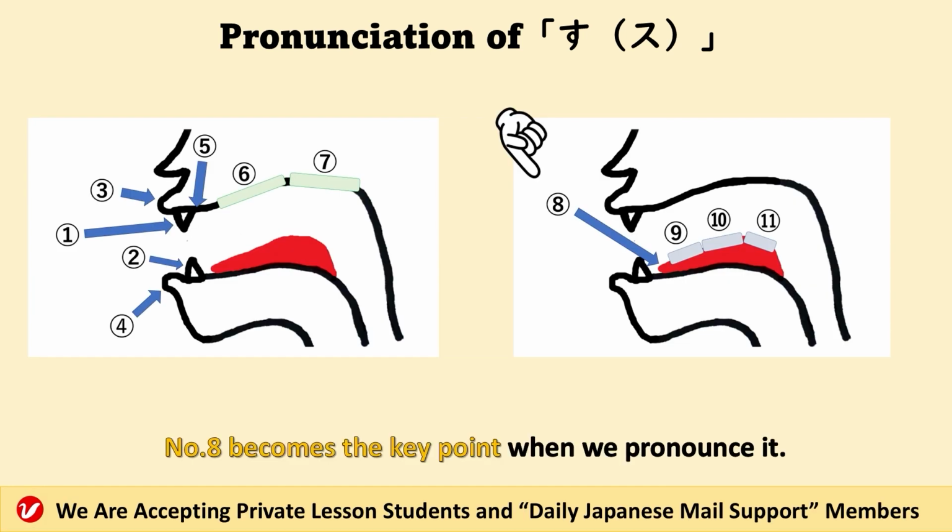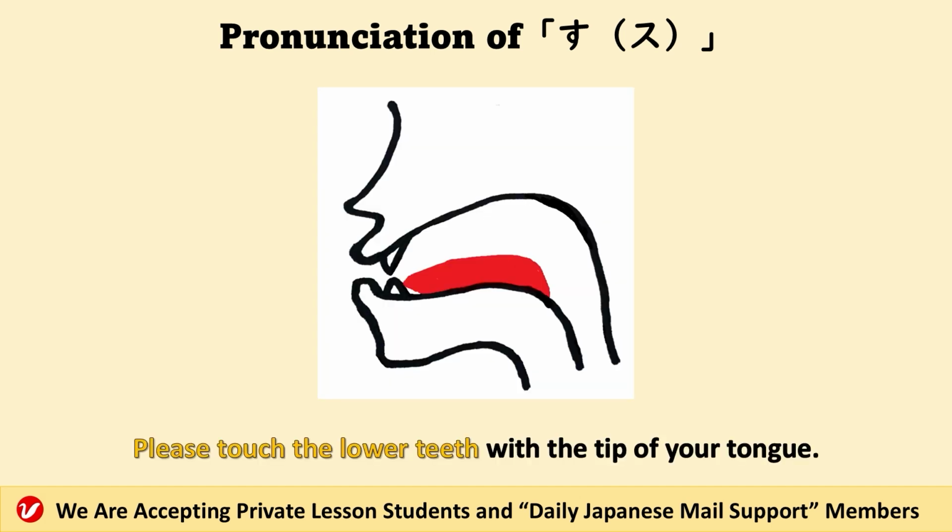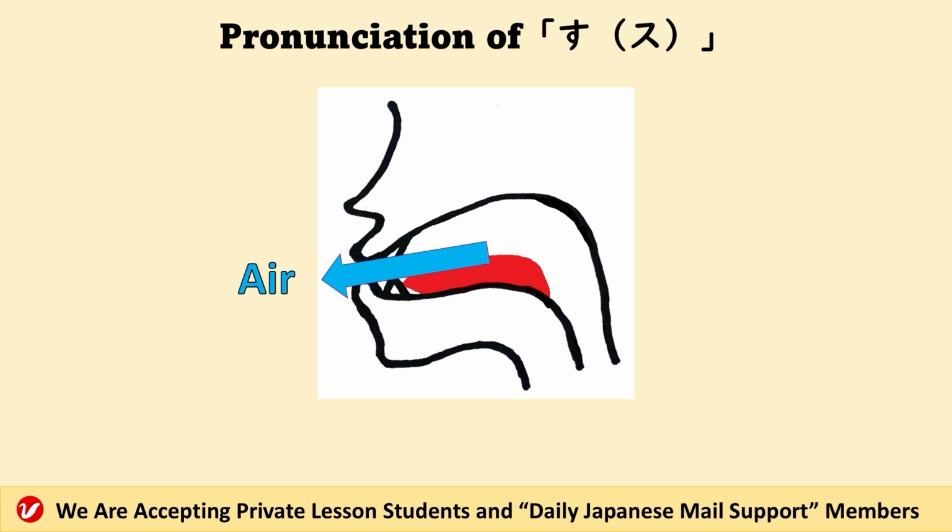Number 8 becomes the key point when we pronounce it. Please touch the lower teeth with the tip of your tongue. S. We make the air sound.